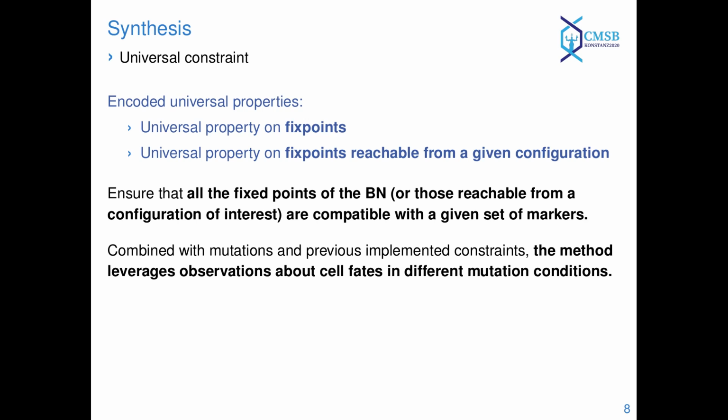We exploit this saturation technique for answering universal constraints on the fixed points or on fixed points reachable from a given configuration of interest. Thanks to them, it's now possible to ensure that all the fixed points of the Boolean network, or those reachable from a configuration of interest, are compatible with partial observations. That means set of markers, so a set of values for some nodes of the network. And combined with mutation and previous implemented constraints, the method can leverage observations about stable states in different mutation conditions.